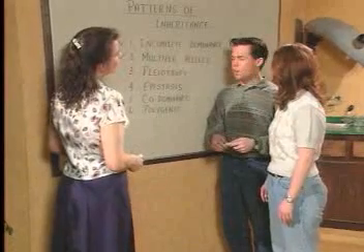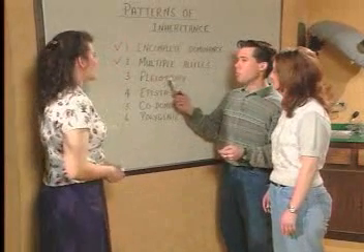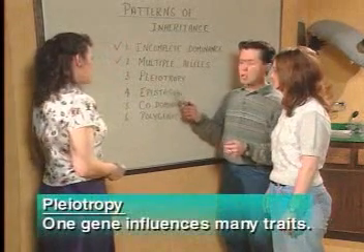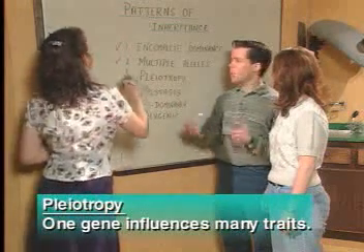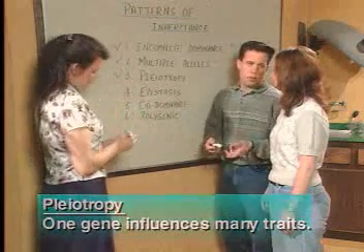Well, tropy means response, like phototropism in plants when they grow towards light. And I looked up pleo. It means more. So pleiotropy means one gene influences lots of other phenotypic responses, not just one.